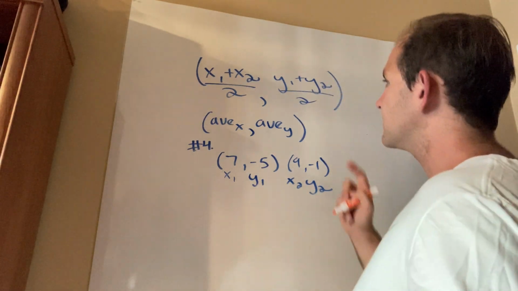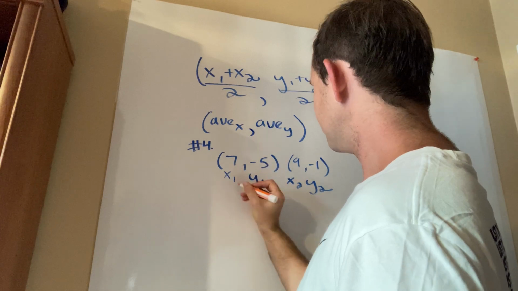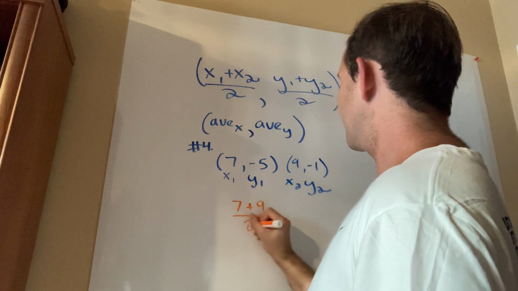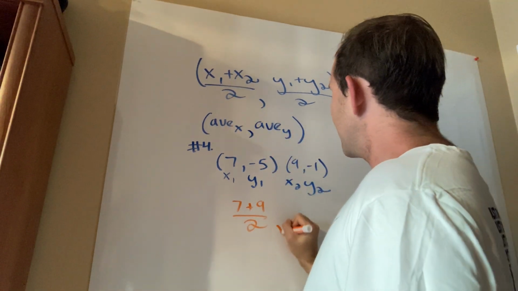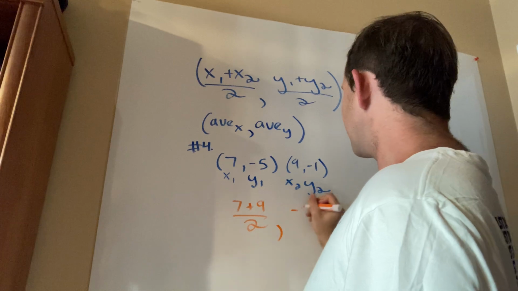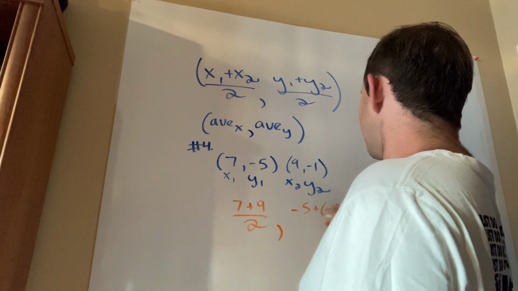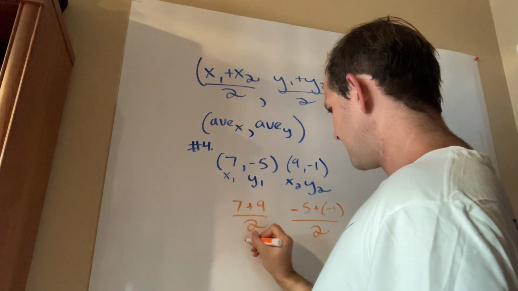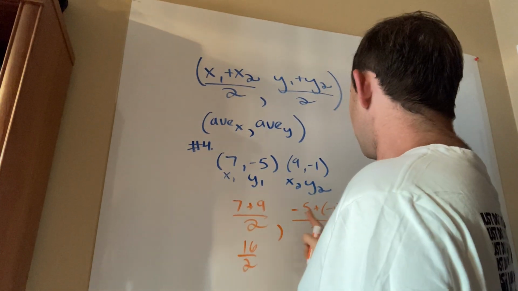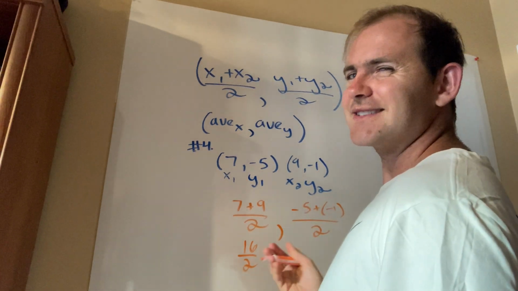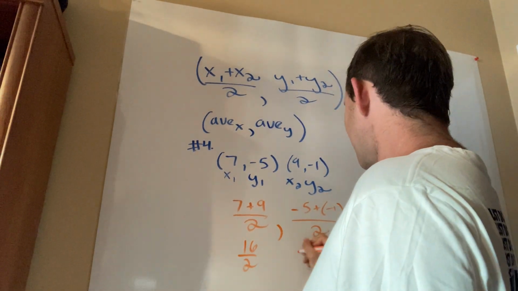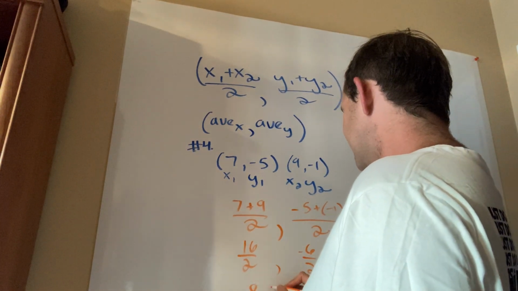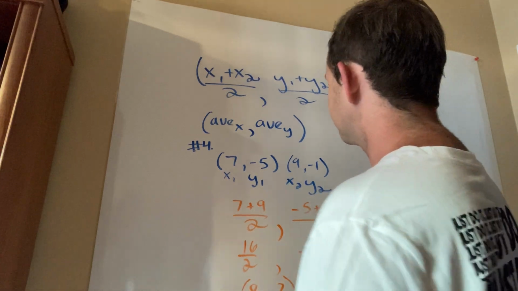So with that in mind, let's plug into our formula. I'm going to take x1 plus x2, so that's going to be 7 plus 9, and then I'm going to divide it by 2. And then I'm going to do the same thing for the y's, so I'm going to do negative 5 plus negative 1 over 2. What's 7 plus 9? 16. So 16 over 2. Negative 5 plus negative 1, that's like saying negative 5 minus 1, which is just negative 6, right? And I'm assuming everybody can divide these numbers to get 8 comma negative 3.